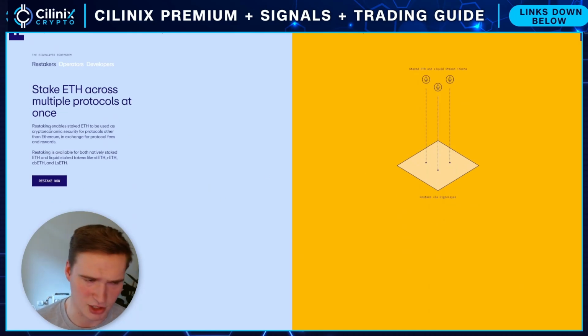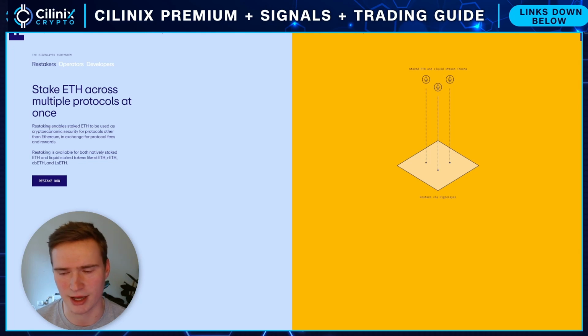All right, so in short, they can explain it much better than I can, and we will also not go into the technical details. But restaking enables staked ETH to be used as crypto economic security for protocols other than Ethereum in exchange for protocol fees and rewards. And what they have built, EigenLayer, can be used by developers, and you can also use their own restaking tool and protocol to gain more rewards for your staked Ethereum. That's essentially what it is, all right?